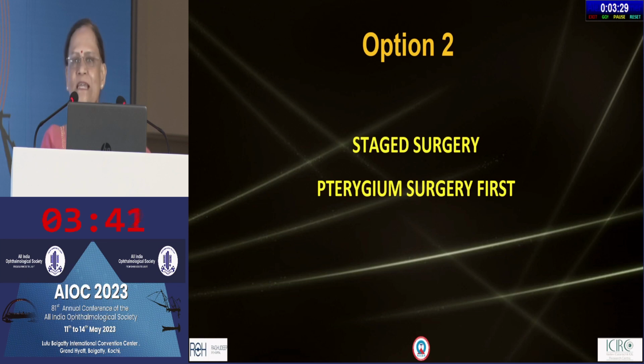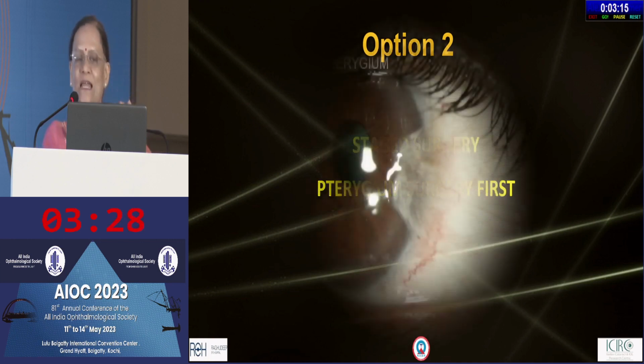Option 2 is a staged surgery. Option 1 was where we left the pterygium alone in 2 situations. Now these 2 situations are where we do the staged surgery, where we do the pterygium surgery first, even though the patient had come to us for a cataract surgery.